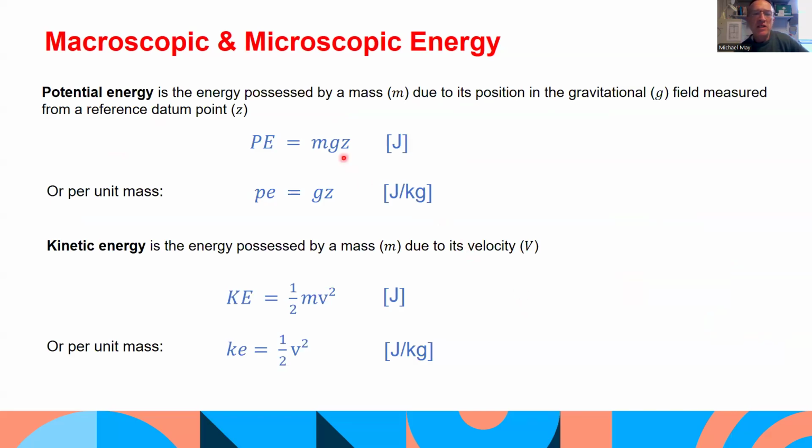So once again, potential energy is the energy possessed by a mass m due to its position in the gravitational field g, measured from a reference datum point z. And we measure it by multiplying the mass by the acceleration due to gravity by the elevation. And the units are joules. Though if we drop the mass, we get the energy per unit mass in joules per kilogram. And it's the same for kinetic energy, 1/2 times mass by velocity squared in joules. Drop the mass, and we get it expressed per unit mass in joules per kilogram.